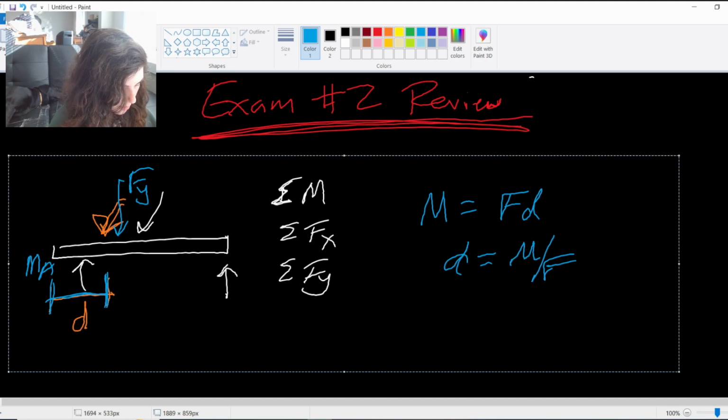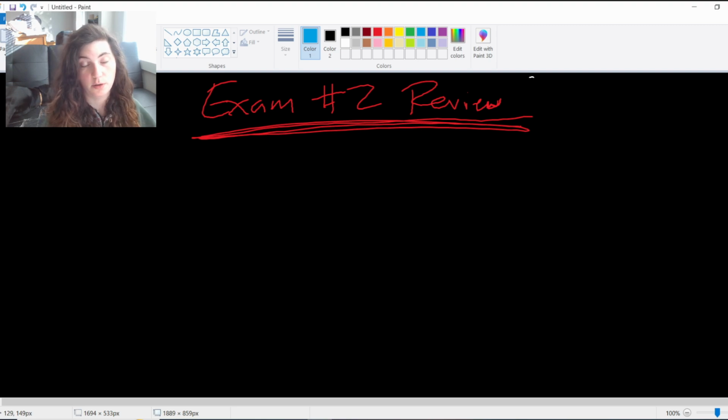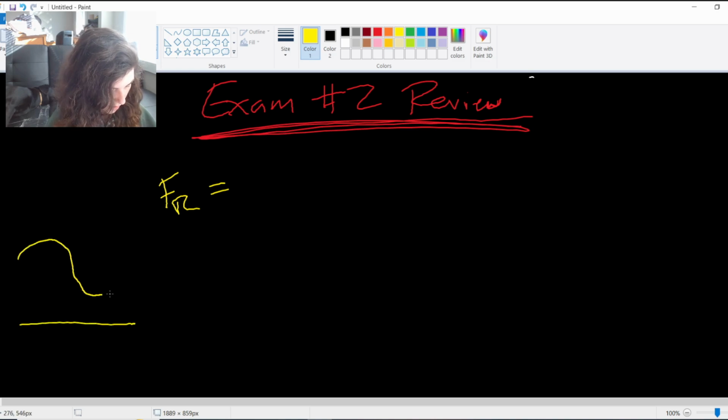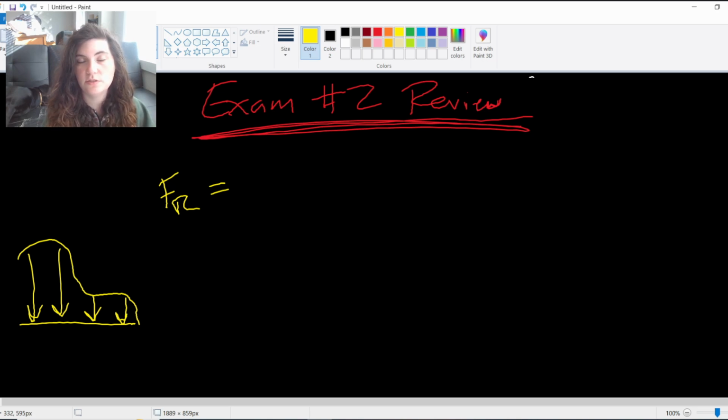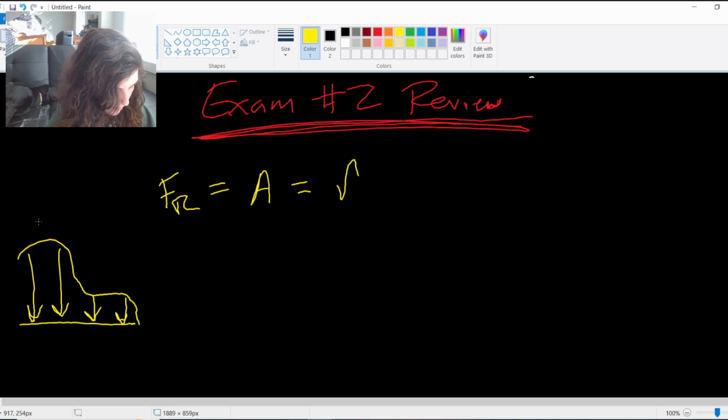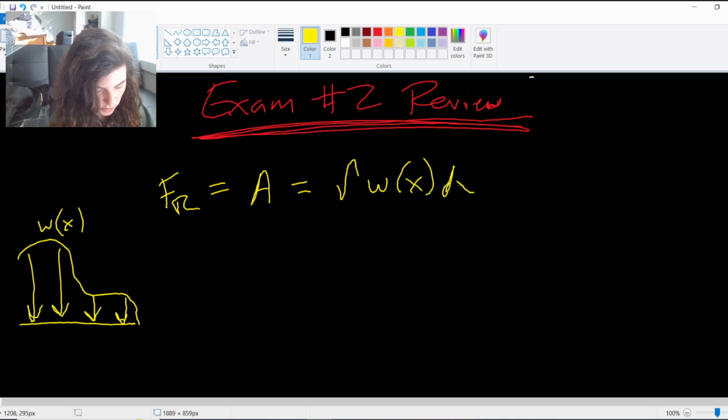I'll also ask you, either explicitly or implicitly within another problem, about distributed loads. So understanding a distributed load and how to find the resultant force from that. So you have some beam and you've got a distributed load on it. How to find that resultant force and how to find where that force is acting. So your resultant force, we said, is just the area under the curve, which you can find with the integral of whatever this equation is that they give you. Usually we call it w(x), the load equation.